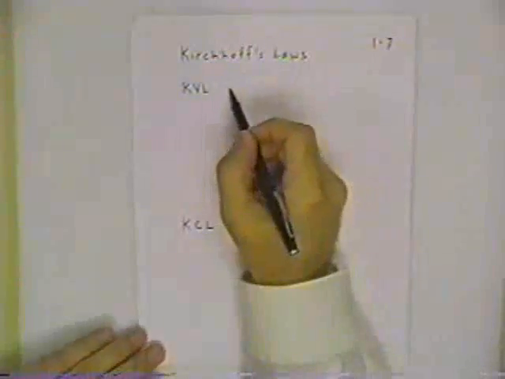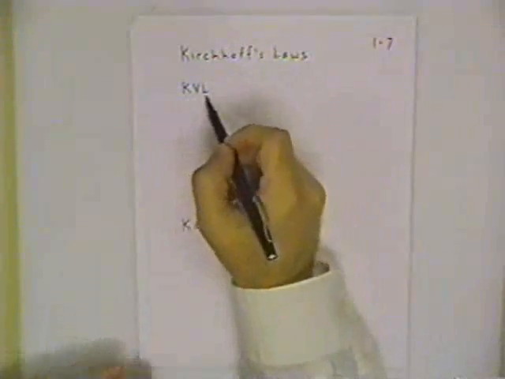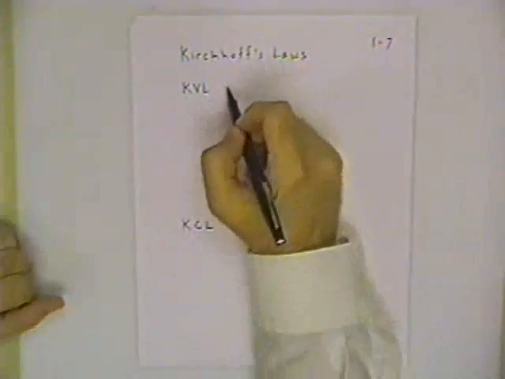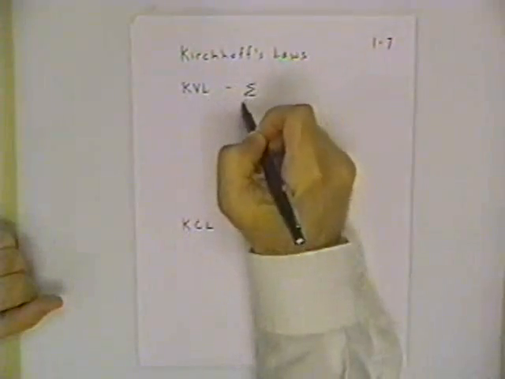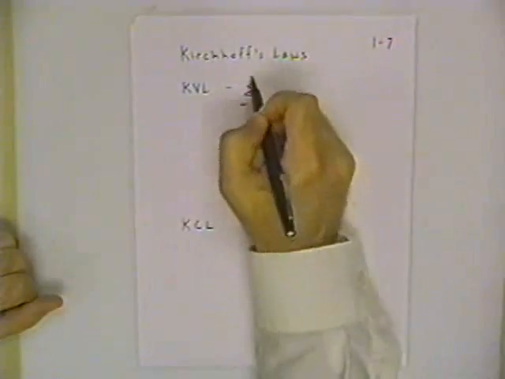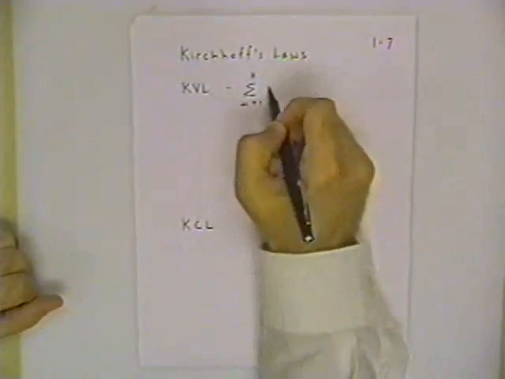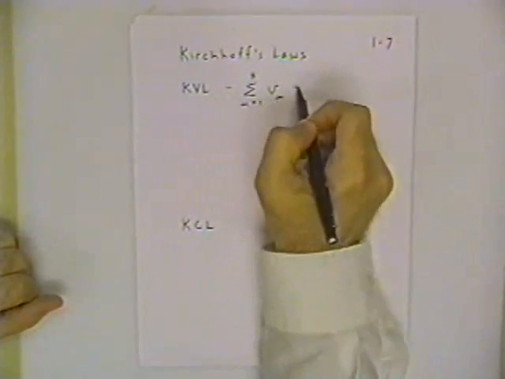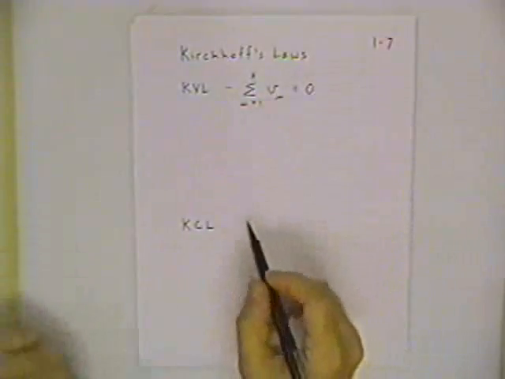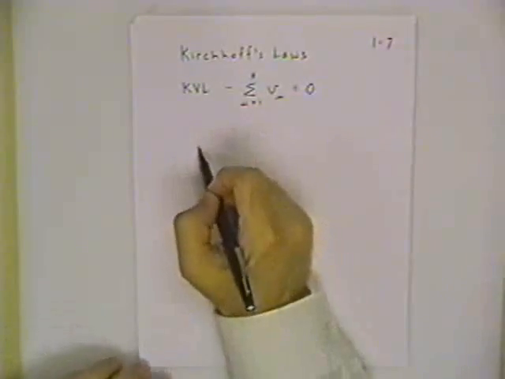Starting off with Kirchhoff's voltage law, or better known as KVL. This says that the sum of all the voltages around a particular loop is going to be 0. Now, what does that mean?